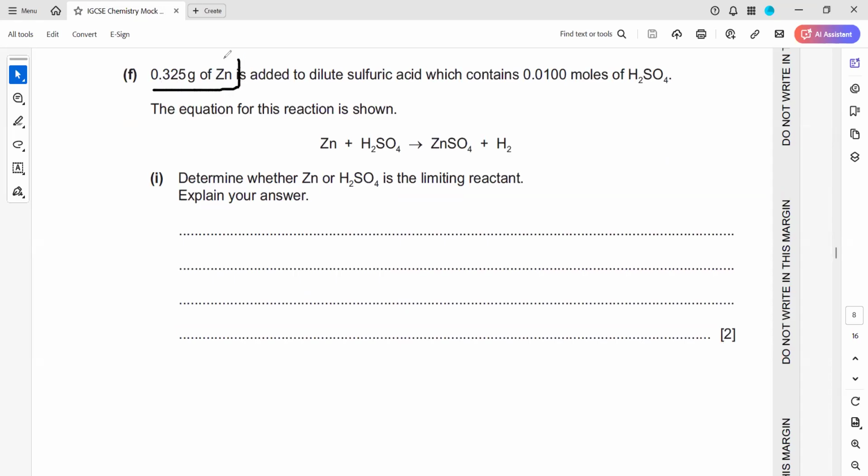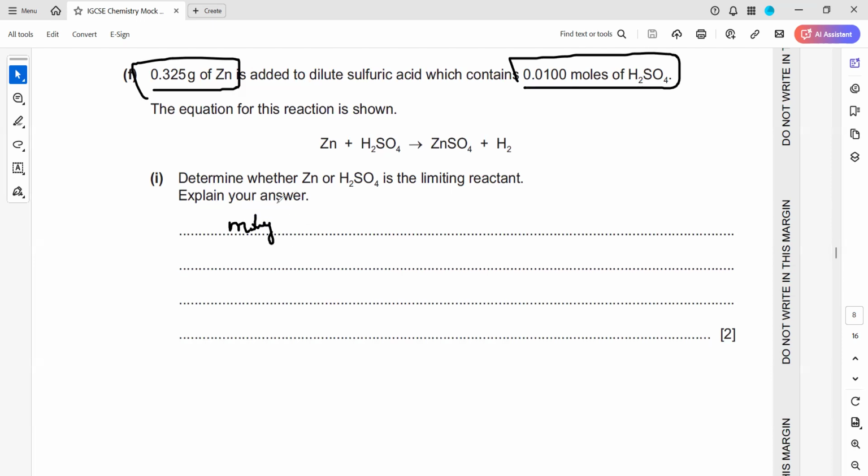0.325 gram of zinc is added to 0.01 moles of sulfuric acid. Determine the limiting reactant. How to work out the limiting factor? First thing, you will work out the moles of each substance. Moles of sulfuric acid is already given. We'll find the moles of zinc.